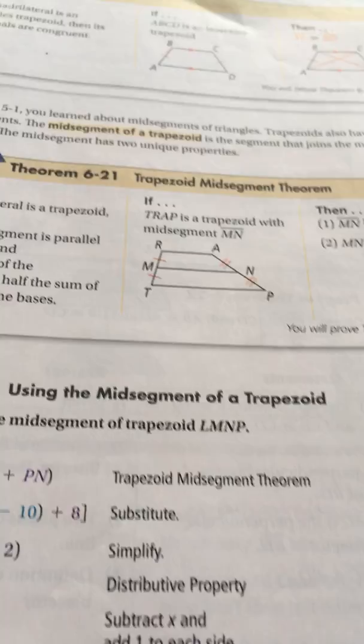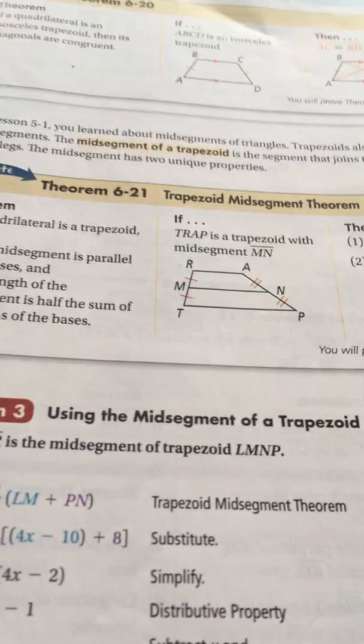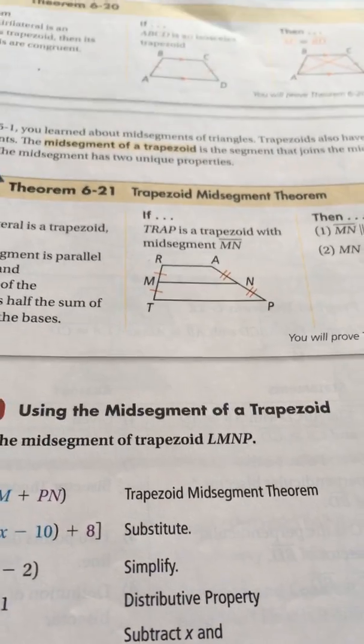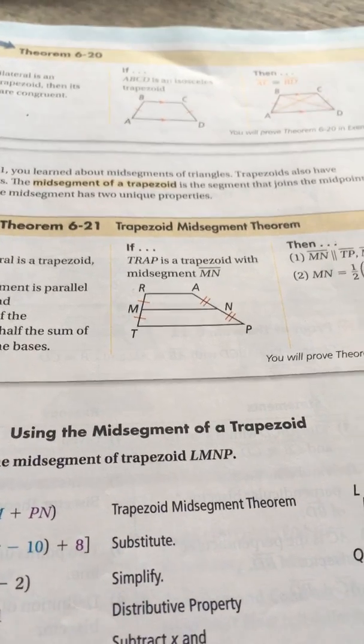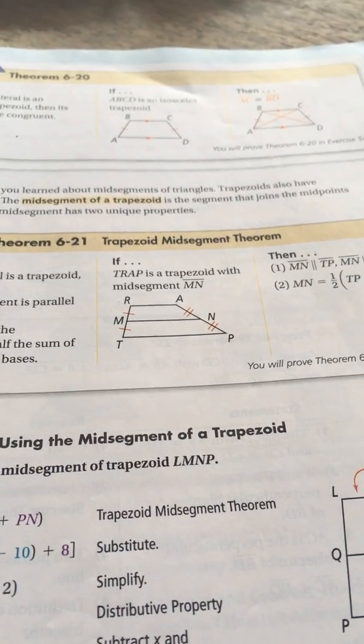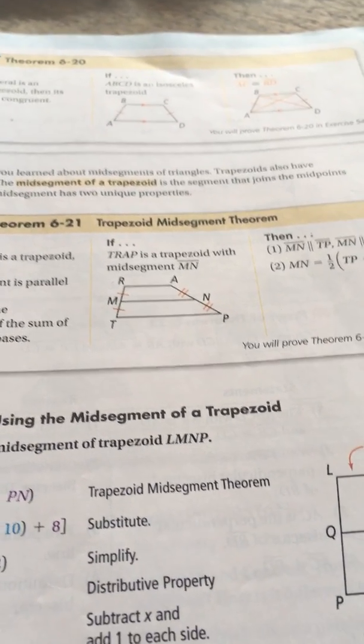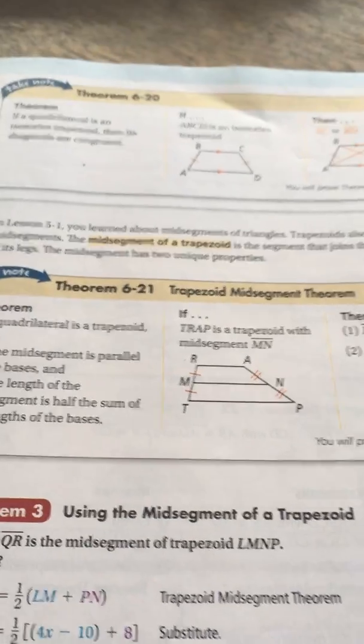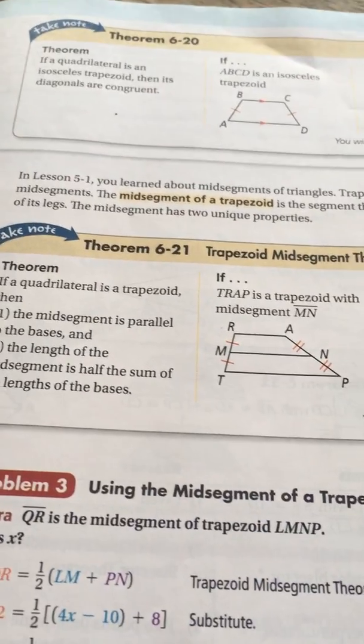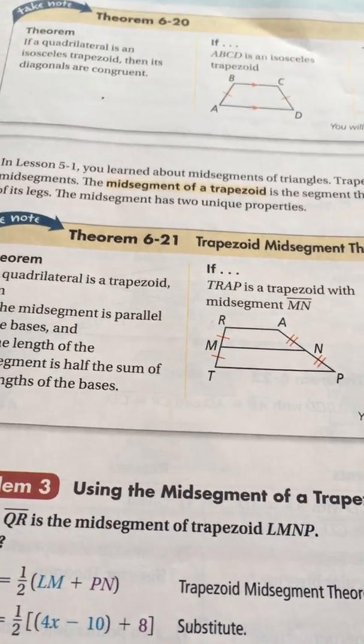Okay, so to sum up, isosceles trapezoids, they have congruent legs, their base angles are congruent, and their diagonals are congruent. Okay, we have another theorem for trapezoids. It is not only for isosceles trapezoids, but for any trapezoid.